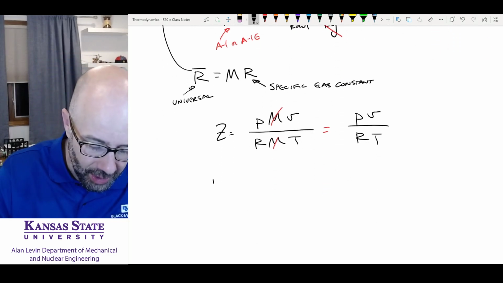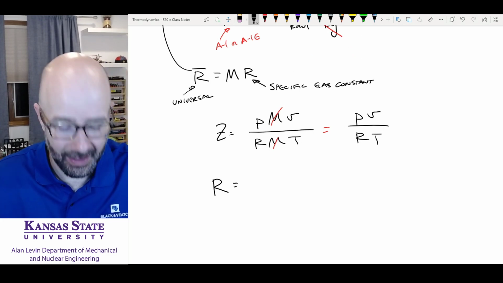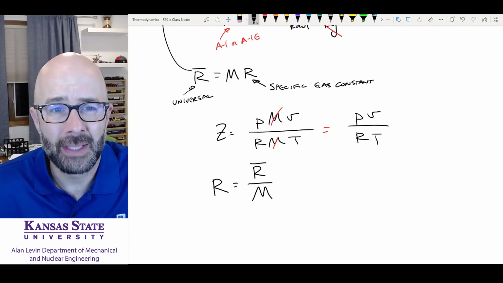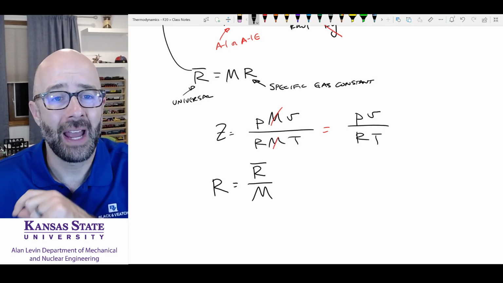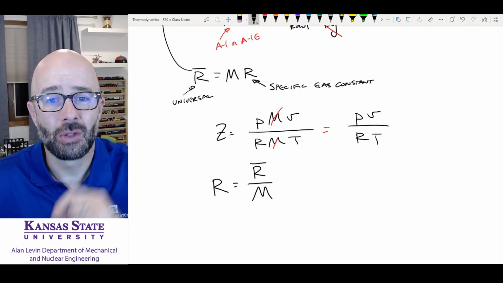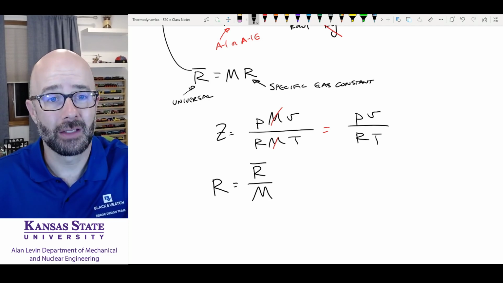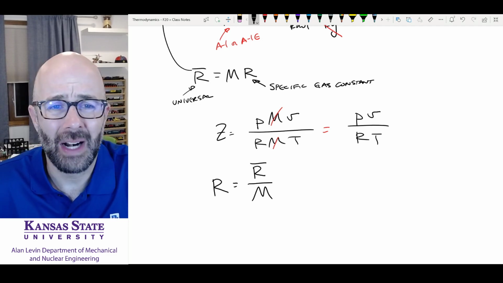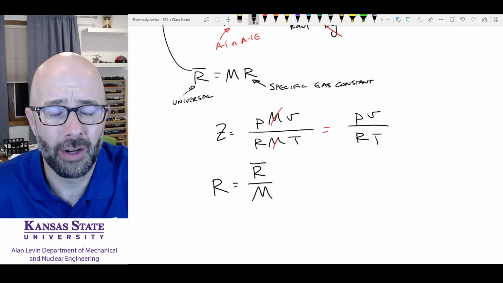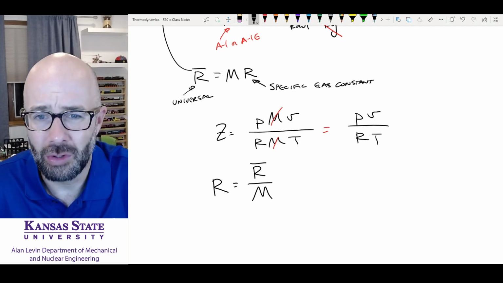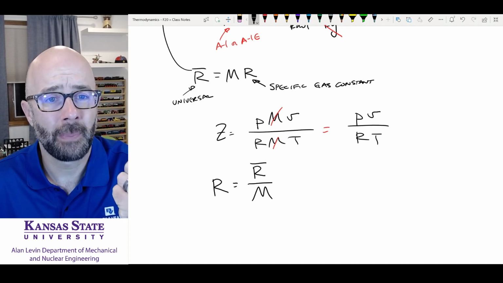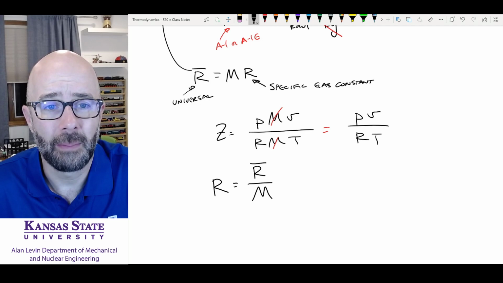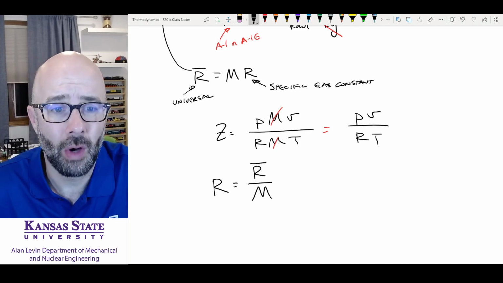We need to understand that this R, the individual gas constant, is equal to R bar divided by the molecular weight. We're going to do this calculation a lot. To find the gas constant for a single gas, we take the universal gas constant and divide it by the molecular weight. You could memorize or have a table full of R's, but we don't provide those. We provide you with R bar and molecular weights, and you can calculate your value of R this semester, and you will over and over again.